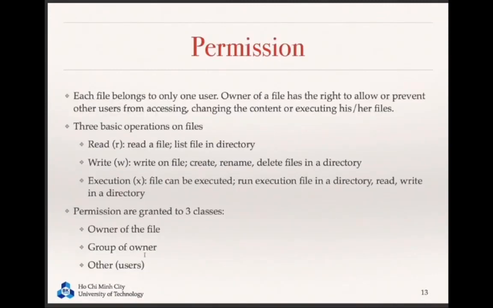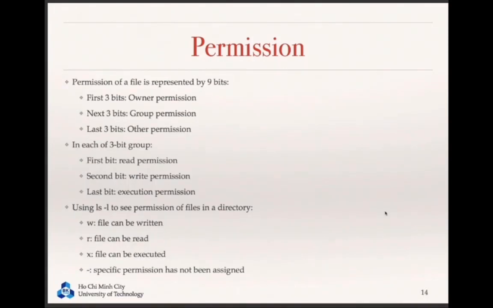Now we will learn about the permission. Basically, in your system, each file can be read, written, or executed. So we can do these operations. It is specified by the permission. There are three classes of permission, including owner, group owner, and other users. Here's how you can understand the permission of a file. You can use the ls -l command to show the permission.